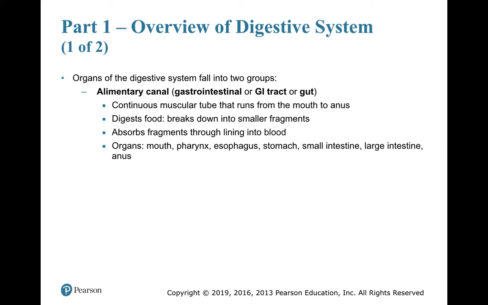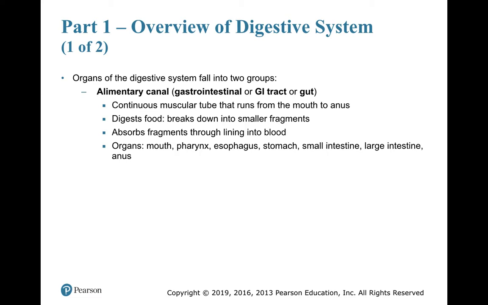And then that blood has to deliver those, much like it went hand in hand with the respiratory system. The blood is required for a good use of the digestive system. The organs we're going to talk about are the mouth, the pharynx, the esophagus, the stomach, the small intestine, the large intestine, and the anus. That makes up the tube.